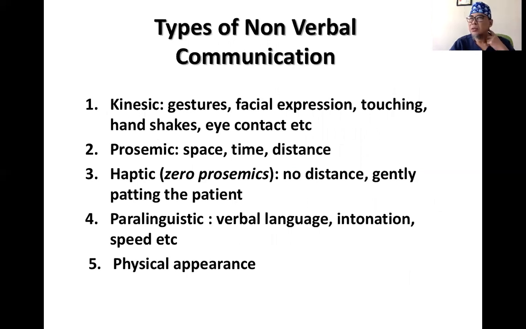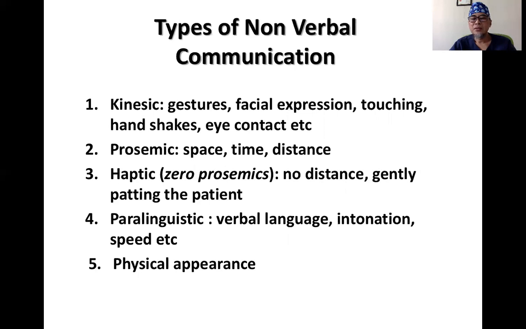Like the distance between the sender and the receiver, maybe in a certain situation the patient is in front of us, or maybe in a teleconference the patient is in another part of the city or area. Like now, we are having a lecture. I made this video lecture several days before you are watching. So different time, different place, different distance. The third is the haptic or zero proxemic.